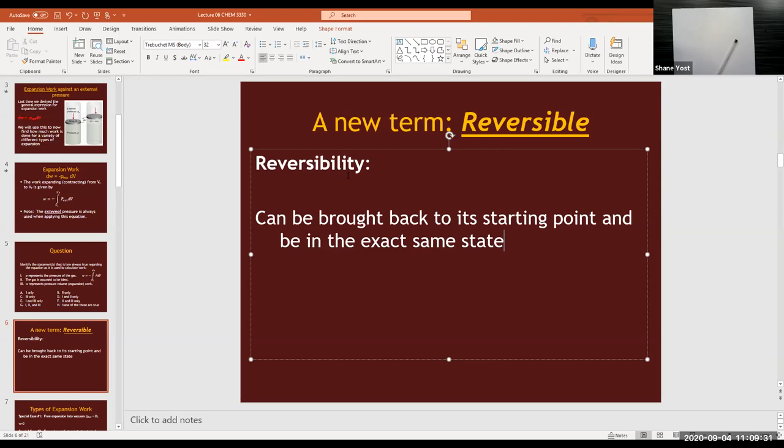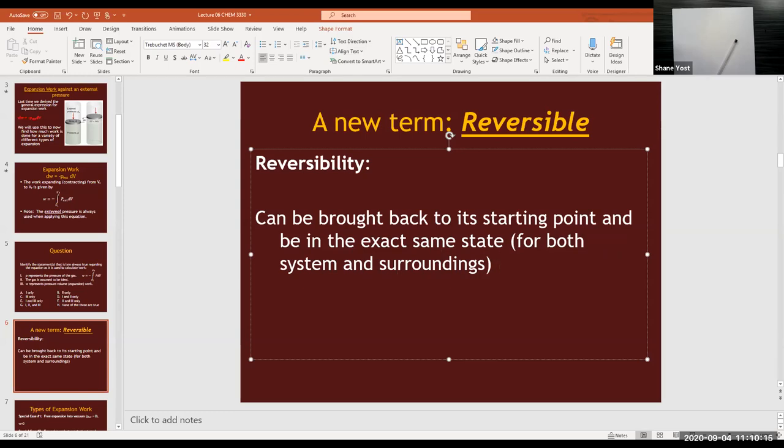When we first talked about thermodynamics, I had one of the first slides about the system and something else. There's our system and then there are the surroundings. For a process to be reversible, it's not just that the system can be brought back to the exact same state, but the surroundings too. So this is for both system and surroundings.